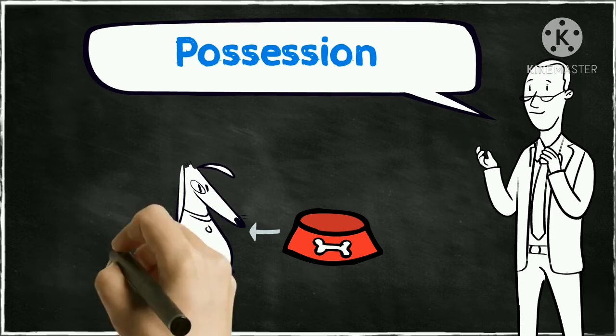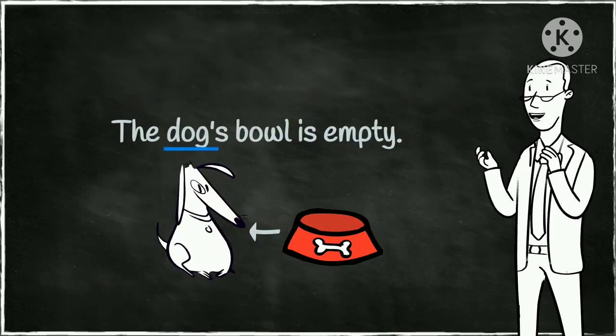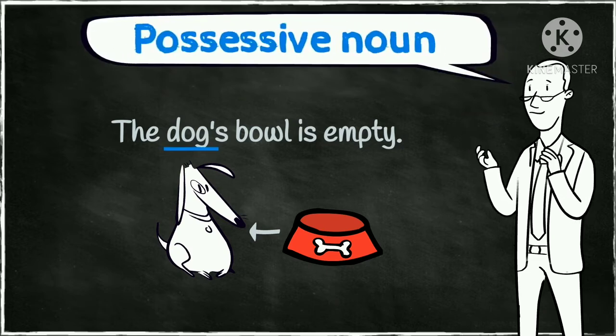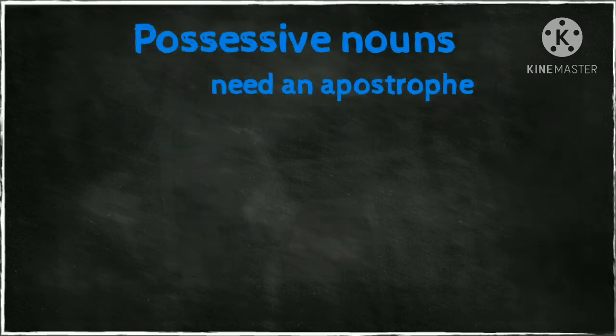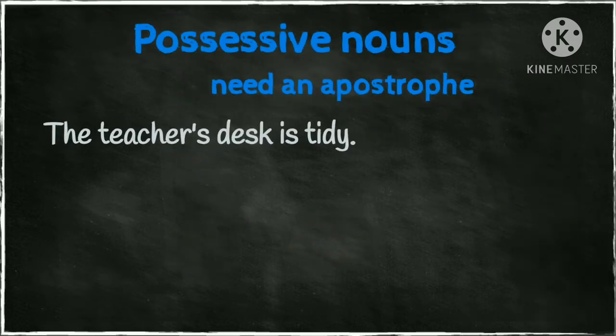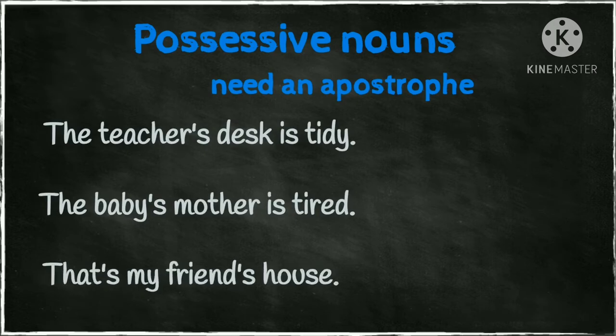Here's an example. The dog's bowl is empty. This word is what we call a possessive noun, a noun that is in possession of something. Possessive nouns need an apostrophe. The apostrophe shows possession. The teacher's desk is tidy. The baby's mother is tired. That's my friend's house. Can you see the possessive nouns in these sentences?